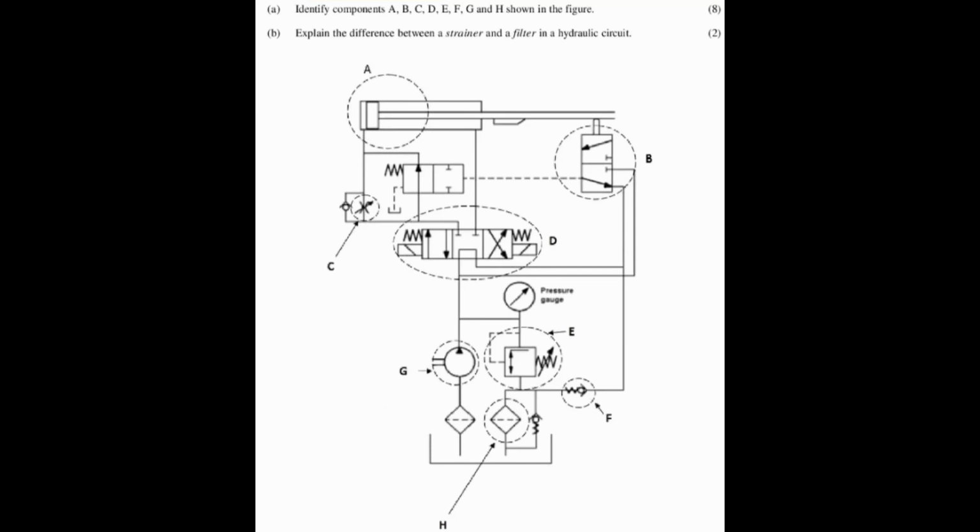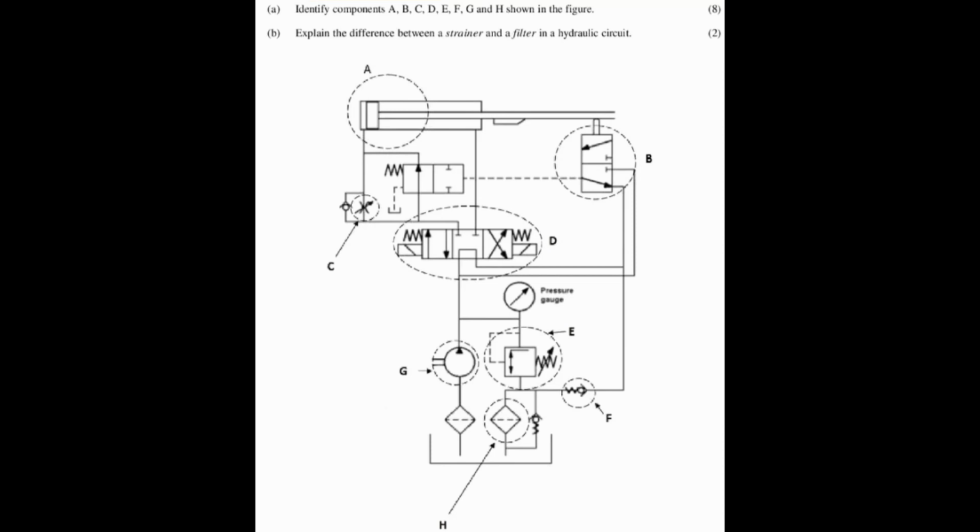A. Identify components A, B, C, D, E, F, G, and H shown in the figure. B. Explain the difference between a strainer and a filter in a hydraulic circuit.